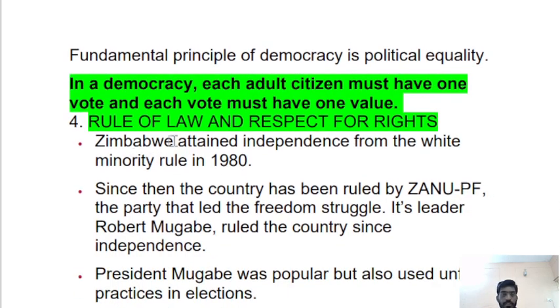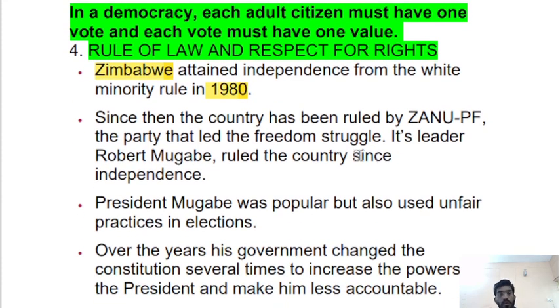Here we discussed Zimbabwe. Zimbabwe got independence from white minorities in the year 1980. Very important. Okay, after getting independence, the ZANU-PF party, the head of the party, Robert Mugabe, was elected as president, and he is one of the persons who fought for the independence.